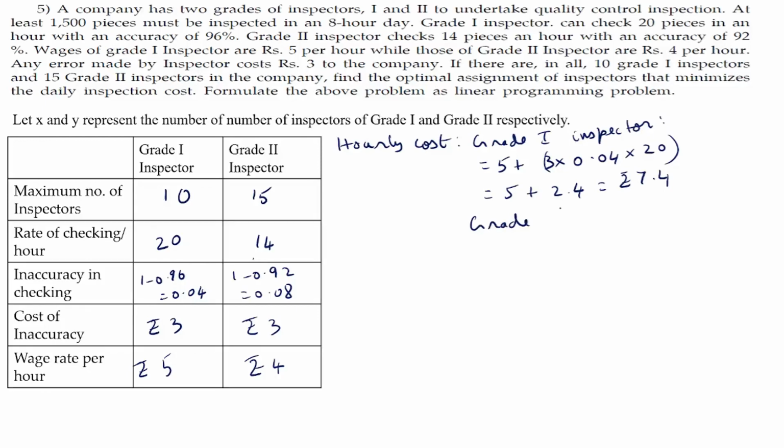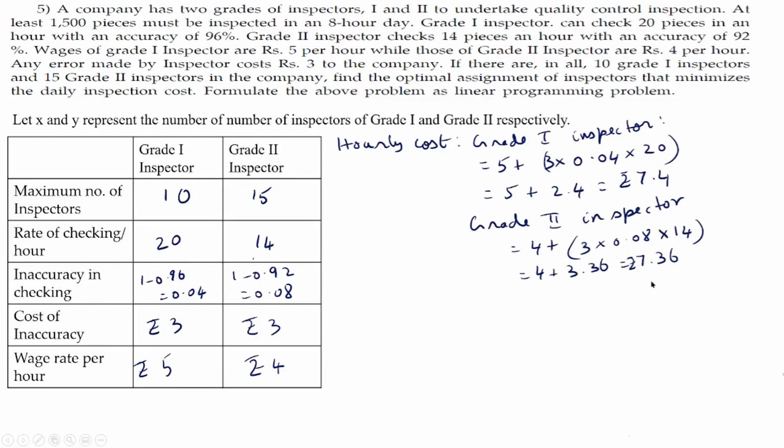And then we have the grade 2 inspector. For a grade 2 inspector it is equal to the wages, 4, plus the cost of inaccuracy, 3, into the inaccuracy in checking, 0.08, into the number of pieces checked in 1 hour, 14. This is equal to 4 plus 3.36, which is 7.36. So the hourly cost for a grade 1 inspector is 7.4 rupees and for a grade 2 inspector is 7.36 rupees.